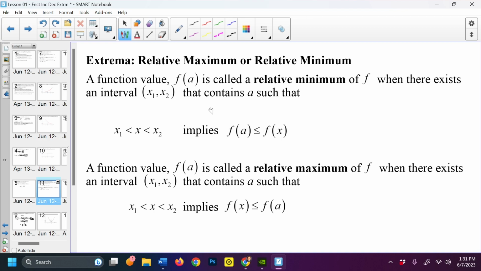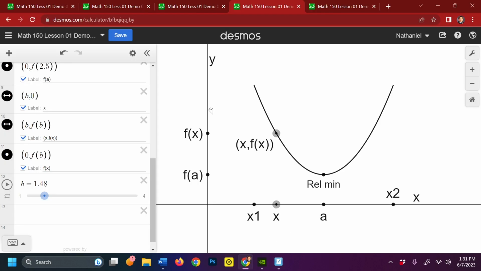So let's look at another Desmos example. Here I have an interval from x1 to x2. I have this x that has to stay somewhere between x1 and x2, and I have this value a. We call f of a the relative minimum because on this interval from x1 to x2, any value that you plug in is either going to be bigger than this f of a or equal to that f of a.